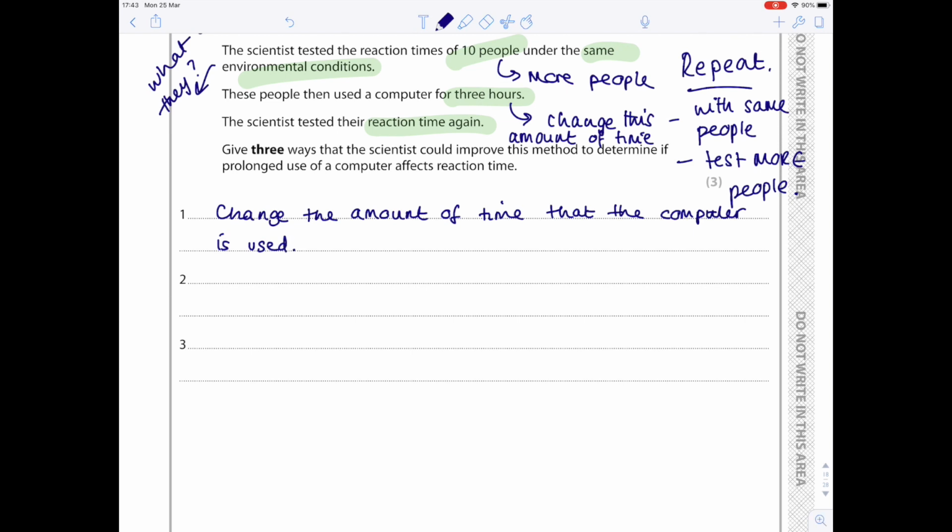Two, repeat the test using more people. And this note I made here about using the same environmental conditions, let's actually state that. So that could be the food and drink that the people have had before they take the test.